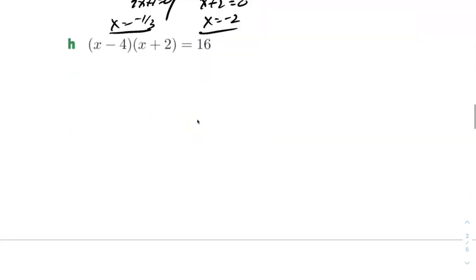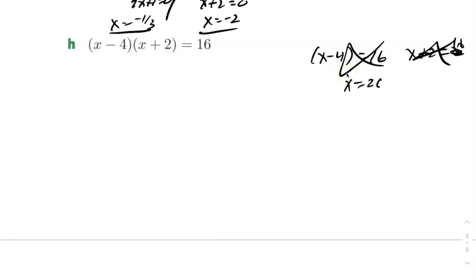This one I want to show you. It's not equal to 0, so you can't split it. Doing this is so wrong. It doesn't work. Because if you did solve one of these and I got x equals 20, if you plug it back in, it's not going to work. If I plug in 20 for these, I get 16 here, which is good, but over here you get 22. 16 times 22 doesn't equal 16.